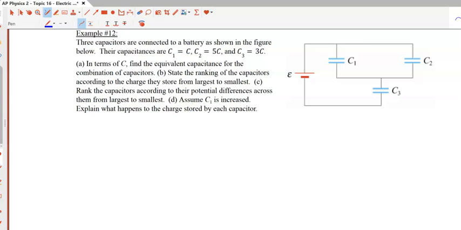Welcome to example number 12. It's a fairly complicated problem. I might have to break up the video into two pieces. So we're going to start off by doing part A, part B, and C, and then maybe do D in a separate video. We'll see how things go.